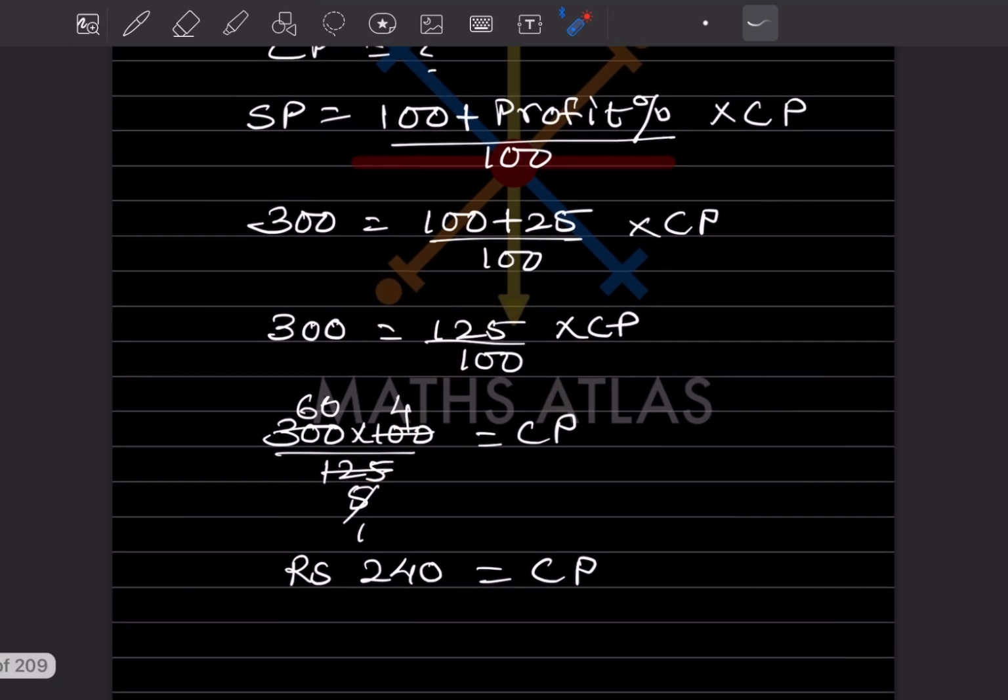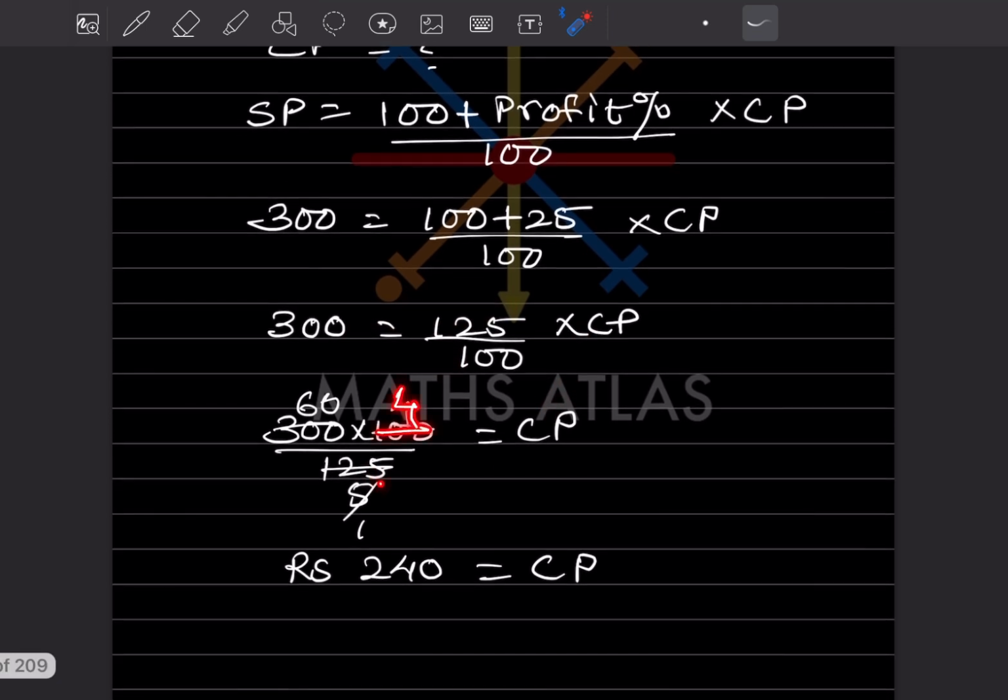Now we can simplify: 25 fours are 100 and 25 fives are 125. So 5 ones are 5, and 5 sixties are 300. So this is going to be 60. So this will be 60 into 4, that is going to be 240, which is the cost price.